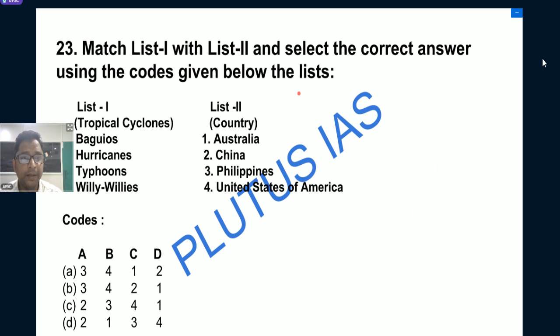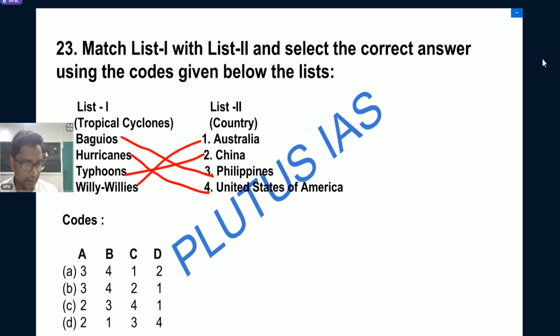Then question number 23. Match list 1 and list 2 and select the correct answers. So list 1 is tropical cyclones, list 2 is country. So Bagios is a tropical cyclone and it is called as Bagios in Philippines. Then the tropical cyclones of United States of America are called as hurricanes. Typhoons are the tropical cyclones of China, and Willy Willies are the tropical cyclones of Australia.